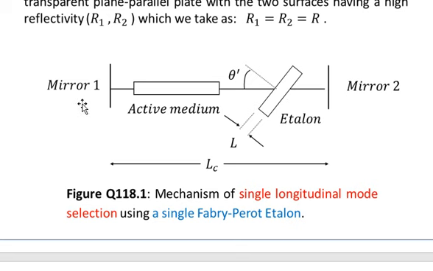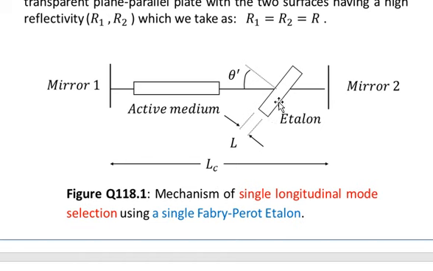So you see that these are the plane parallel mirrors cavity having mirror 1 and mirror 2, and the Etalon is placed close to mirror 2 because we want the output beam to be coming out from mirror 2. Here is the active medium, and you see that the width of the Etalon is represented by capital L. This is the width of the Etalon, and the width of the laser cavity, that is the distance from mirror 1 to mirror 2, is represented by capital LC.